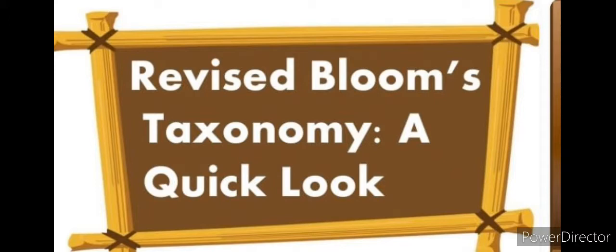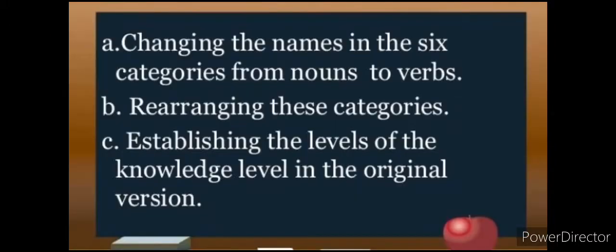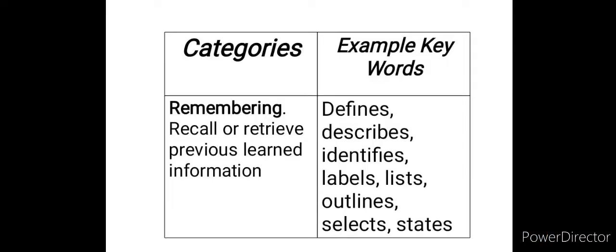So in the revised Bloom's taxonomy, there are three major changes. Number one, changing the names of the six categories from nouns to verbs. The next one is rearranging these categories. The last one is establishing the levels of the knowledge level in the original version.